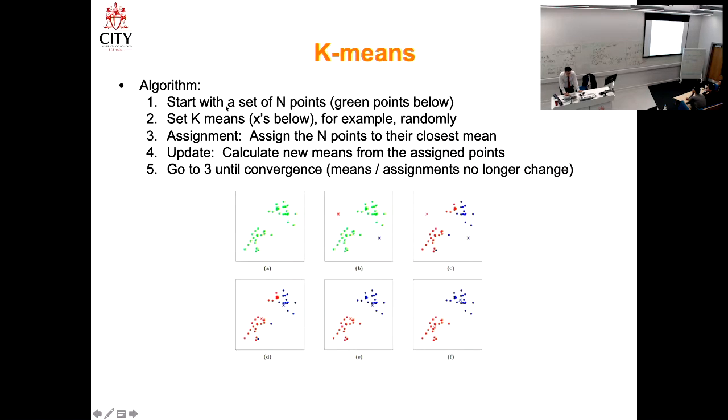So start with a set of endpoints, set k-means randomly. I randomly chose these 2 locations. You could choose k as one of your samples. It could be anything. You could say pick 2 samples, 5 samples, 10 samples. We will see how we can sort that number out as well. And then assign the endpoints to the closest mean, and then calculate new means from the assigned points. And repeat this until convergence.